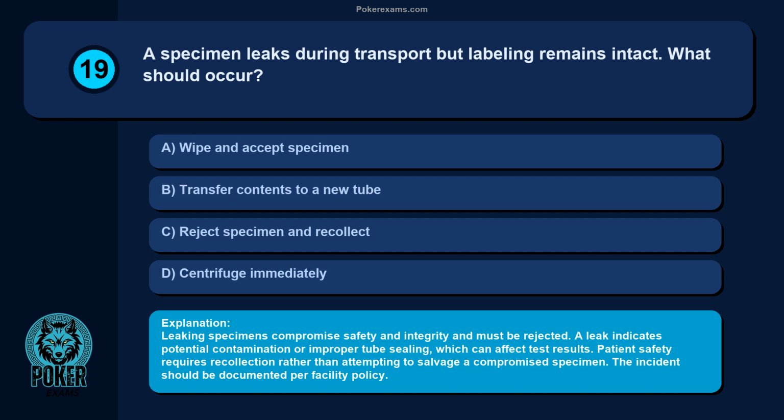Leaking specimens compromise safety and integrity and must be rejected. A leak indicates potential contamination or improper tube sealing, which can affect test results. Patient safety requires recollection rather than attempting to salvage a compromised specimen. The incident should be documented per facility policy.